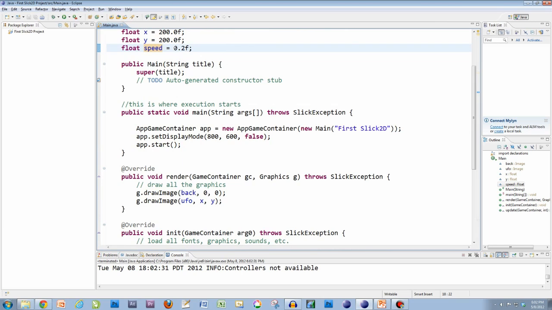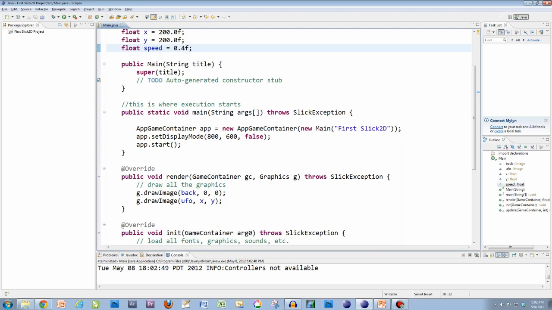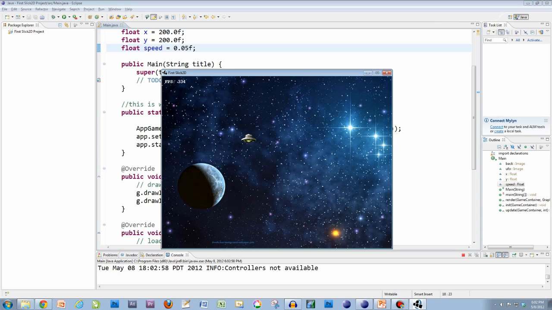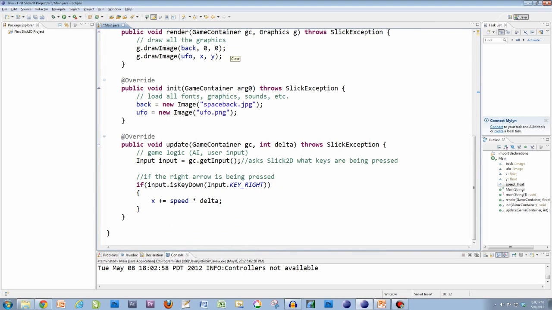If you want it to be faster, I can make it double as fast by changing that to 0.4, and now it moves really fast. Or I can slow it down. I could significantly slow it down and go 0.05. And now I have a really slow-moving UFO. Okay, so I can control the speed right there, up top. I'm going to go back to 0.2 because I think that was pretty good. All right, that's my right.